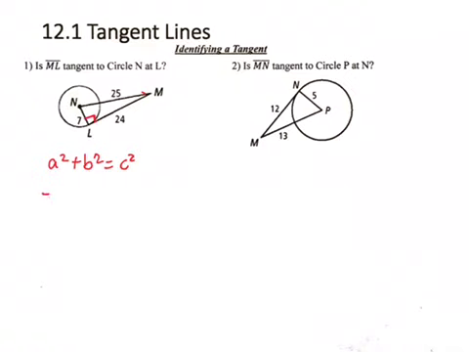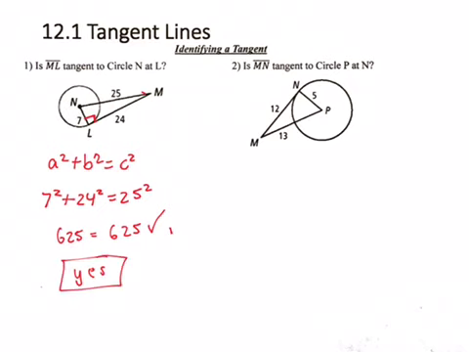So let's test it. 7 squared plus 24 squared equals 25 squared. 7 squared plus 24 squared, when you multiply it all out, you get 625. 25 squared is 625. So in this case, it satisfies the Pythagorean theorem. Therefore, this is definitely a tangent, because we now know that those are perpendicular. The radius is perpendicular to the tangent.